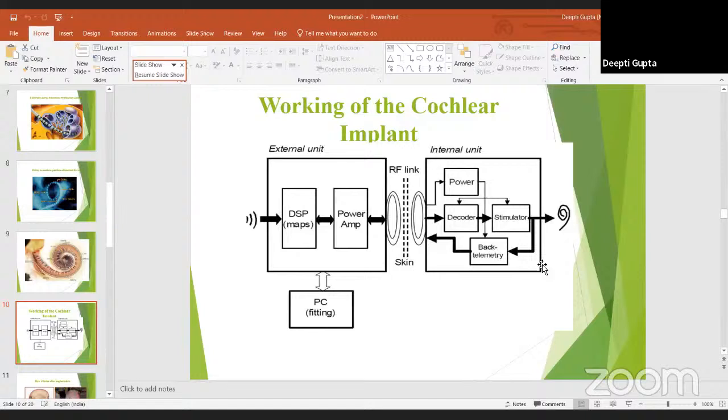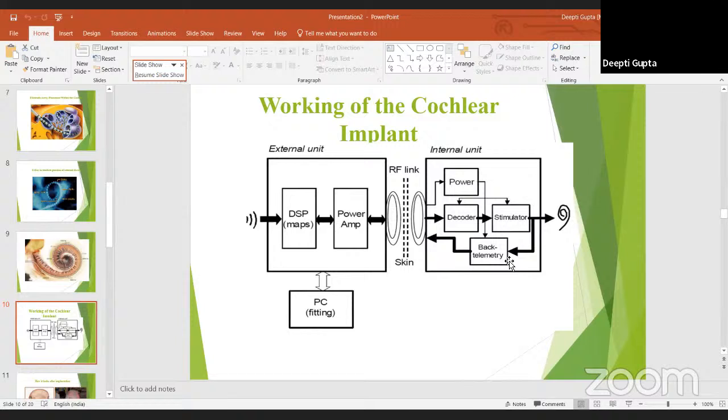And one more important thing is back telemetry. What is that? We can simply say it is a feedback loop that monitors the critical electrical and neural activities in the implant. What does it mean? As I have told you, after the implantation, many changes occur in the user. Initially he or she is not able to listen to all the frequencies, but after that, slowly, development occurs and he or she is able to listen to those frequencies.